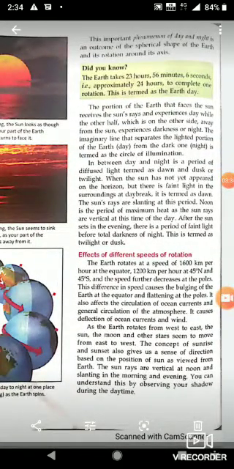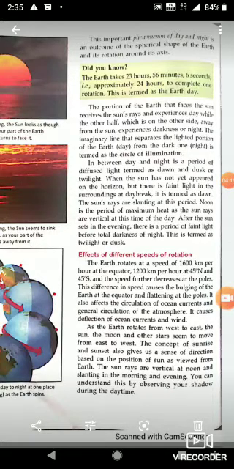This important phenomenon of day and night is an outcome of the spherical shape of the earth and its rotation around its axis. The portion of the earth that faces the sun receives the sun's rays and experiences day, while the other half, on the side away from the sun, experiences darkness or night. The imaginary line that separates the lighted portion of the earth, that is day, from the dark one, that is night, is termed the circle of illumination.